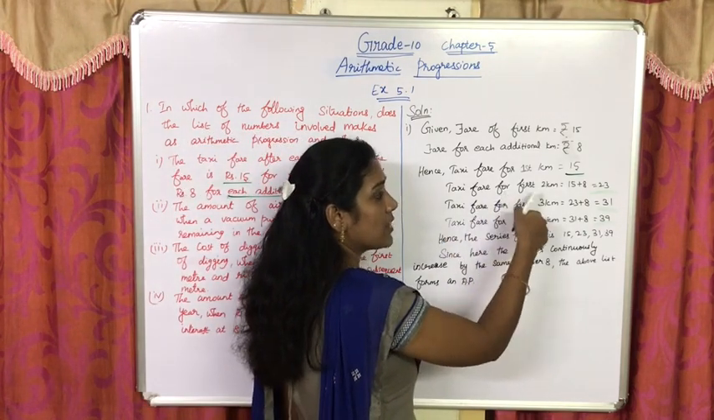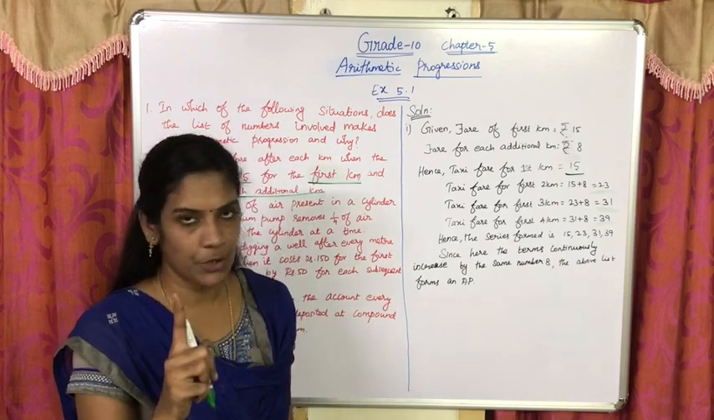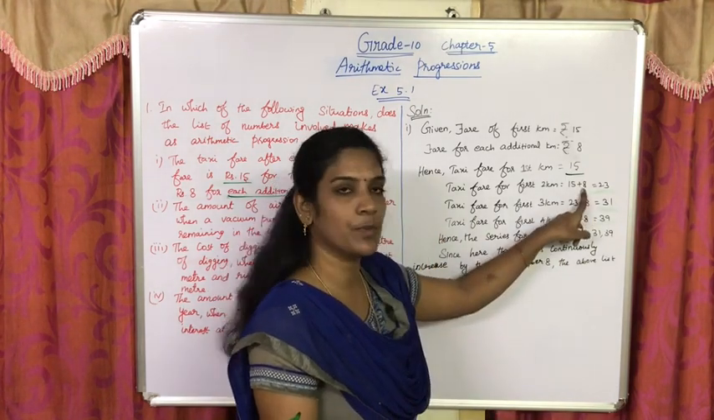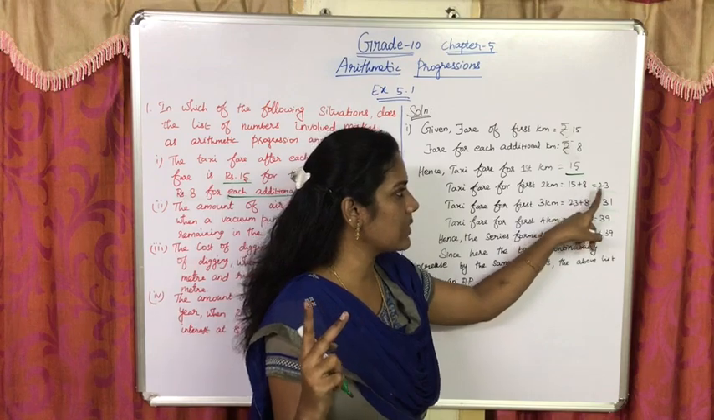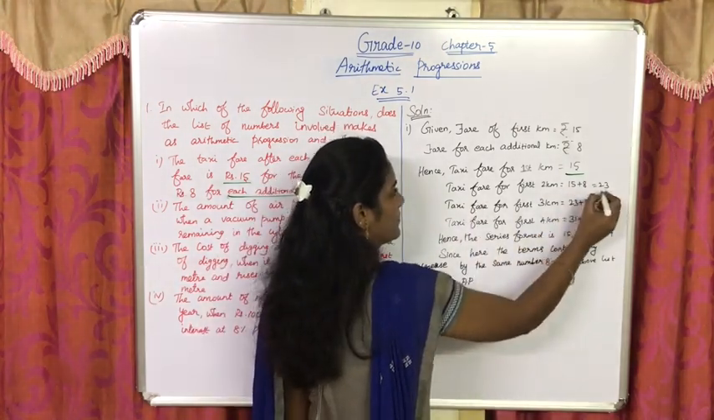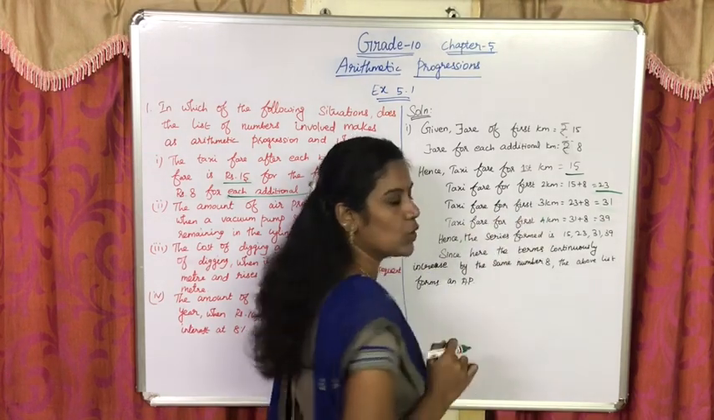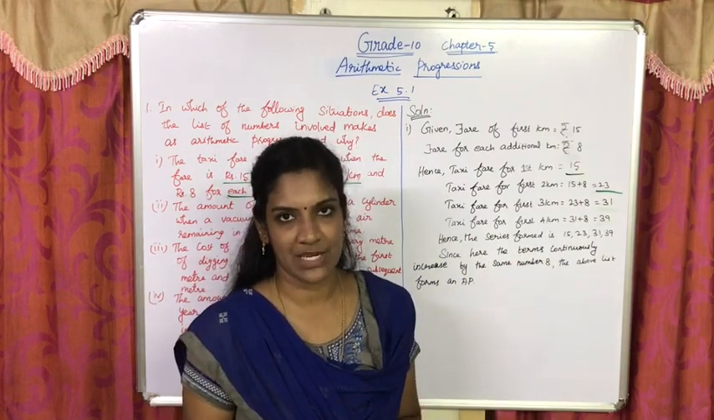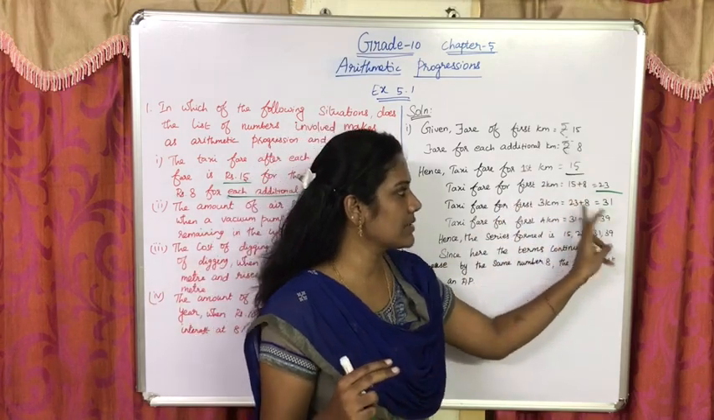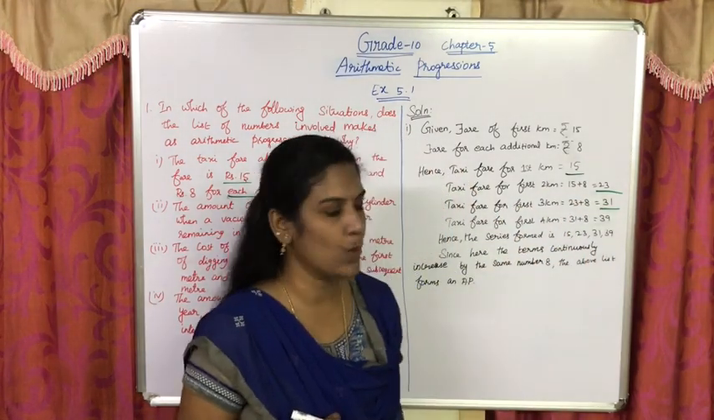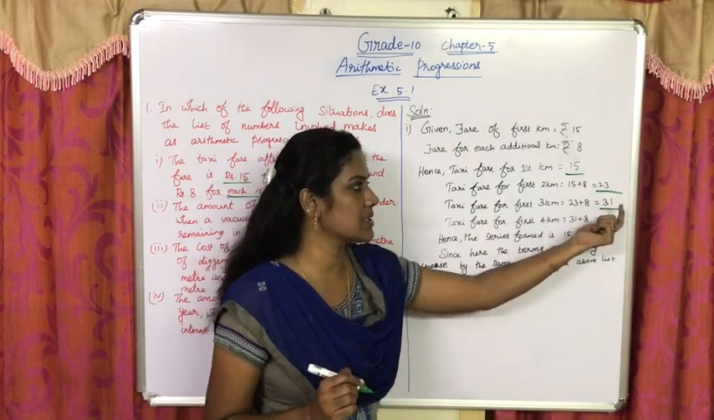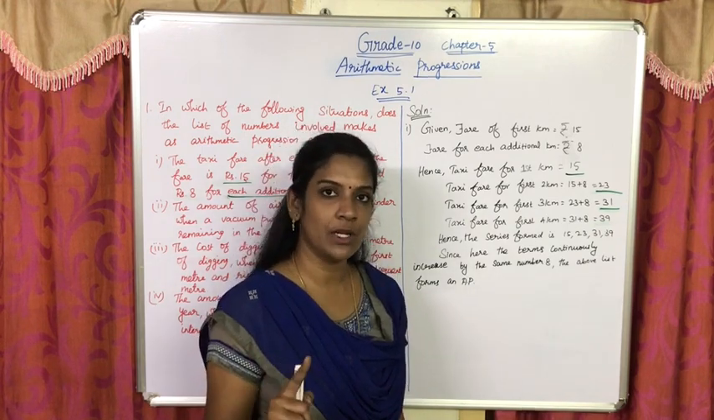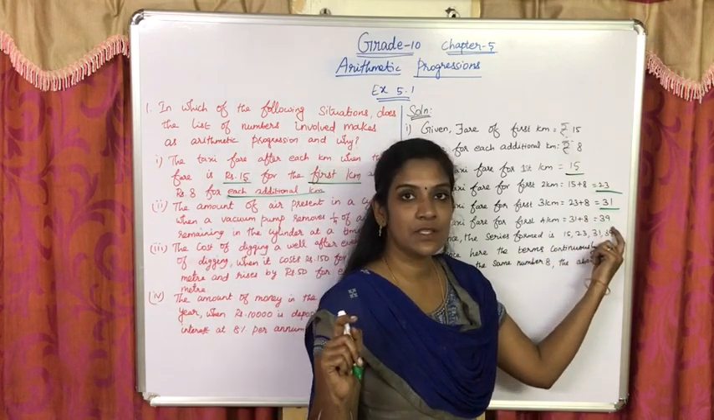Taxi fare for the first 2 kilometers. The first kilometer I need to pay ₹15, plus the additional charge of ₹8 for the second kilometer. So totally 15 plus 8, which gives 23. Next, taxi fare for the first 3 kilometers. For the first 2 kilometers, I already found it is ₹23. One more kilometer extra, so again it is ₹8. So 23 plus 8 gives you 31. For the first 4 kilometers, I already know for 3 kilometers I need to pay ₹31. For 1 more kilometer, ₹8. So 31 plus 8 gives you 39.